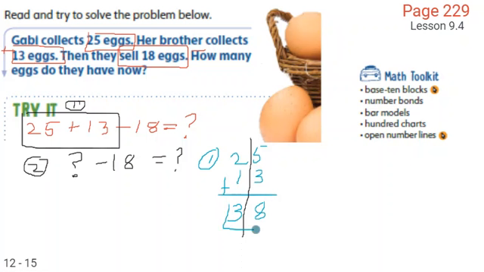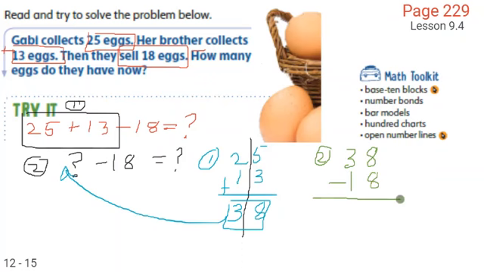So that is one of the numbers. So this right here, we're going to plug that into this equation for step number 2. So let's do, I'm going to change the color so we can do step number 2. So now we have 38, and then minus 18. I'm drawing that line to keep my ones and my tens separated.